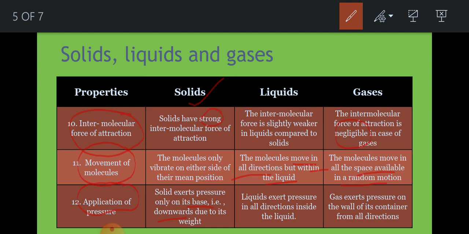Now, liquids. In case of liquids, we generally see that they exert pressure in all directions, but it should be inside the liquid, not outside the liquid. And in case of gases, they exert pressure where? They exert pressure on the wall of its container and from all directions.